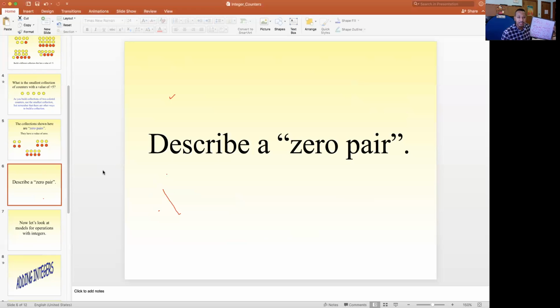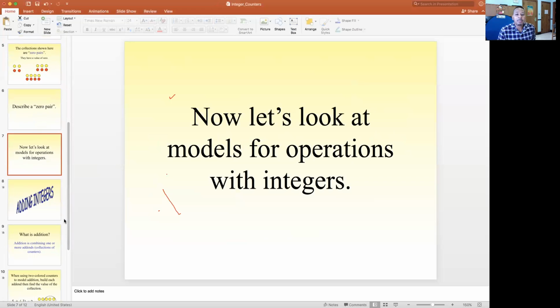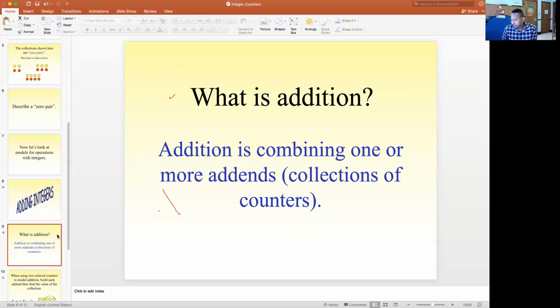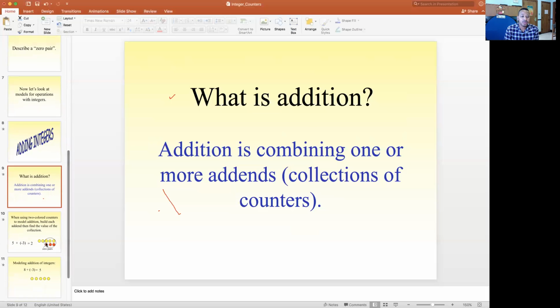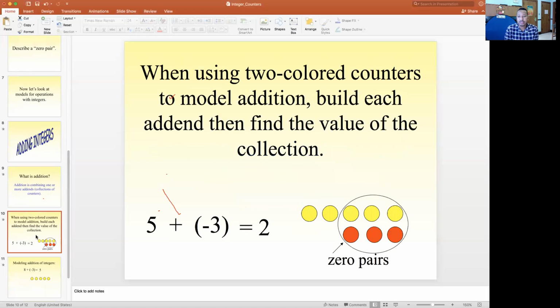Positive 5 plus negative 5 sums to 0. Positive 100 plus negative 100 sums to 0. Positive 1 million, negative 1 million sums to 0. So now we're going to look at models for operations with integers when we're adding, right? Your basic addition is combining one or more addends, right? So we're going to talk about a collection of counters. Let's look at this example.